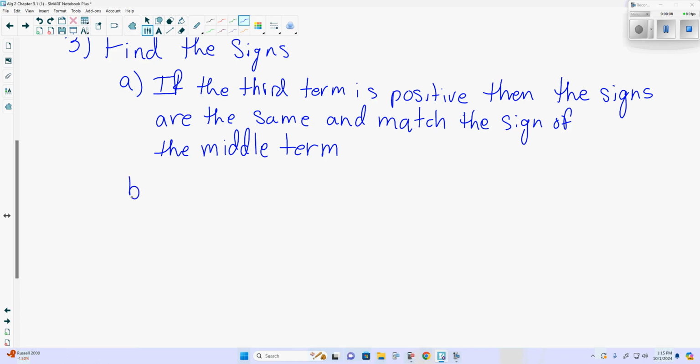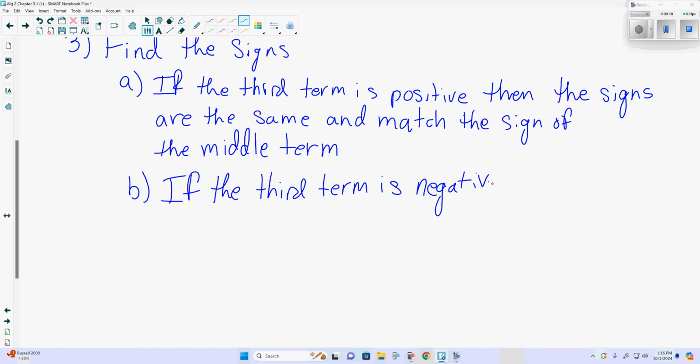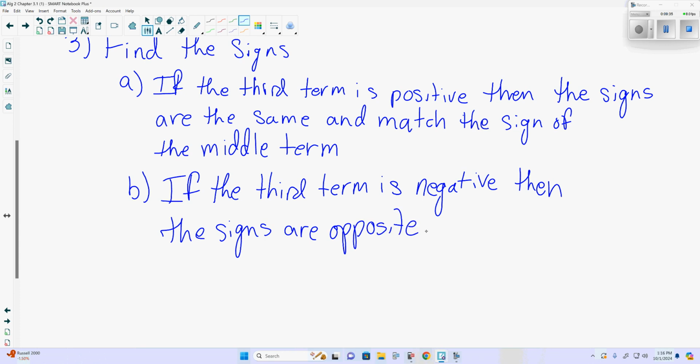And that sign will match the sign of the middle term. Well, the other case is if the third term is what? Negative. Then the signs are opposite. One's positive, one's negative. Doesn't matter which one, where we put the plus, where we put the minus, but one of them is going to be positive, one of them is going to be negative.